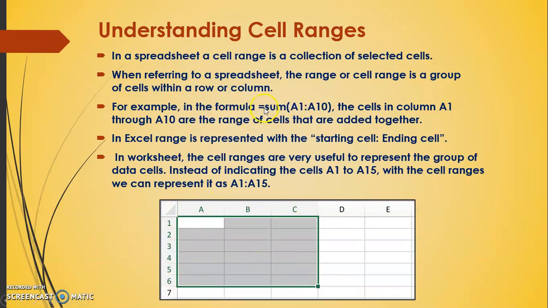For example, equals to SUM A1 to A10. Now equals to means we are making a formula. SUM means we want the addition from where to where, A1 to A10. मतलब A1 से लेकर नीचे A10 तक की जो नंबर्स हैं उसका हमें एडिशन परफॉर्म करना है. This means A1 to A10. Whenever we are writing any cell range in Excel, we always write in the format like this. Starting cell मतलब हमारा फर्स्ट सेल जहां से हमें रेंज बनानी है, then a colon sign, and ending cell, कहां तक हमें रेंज बनानी है, it will be the ending cell.